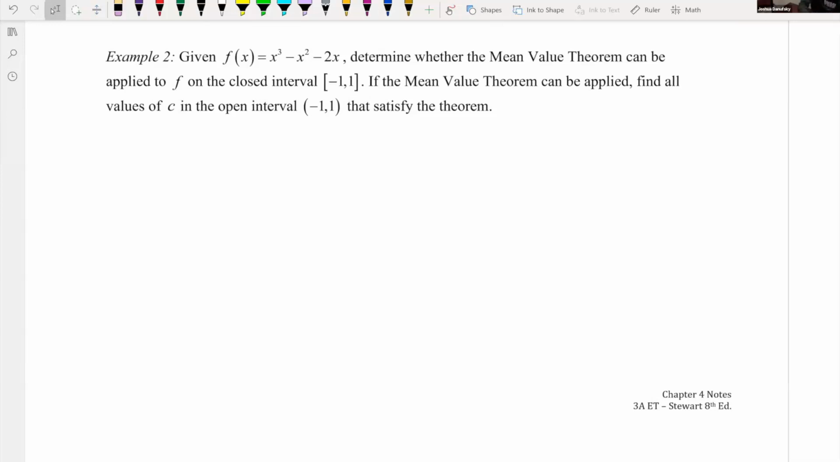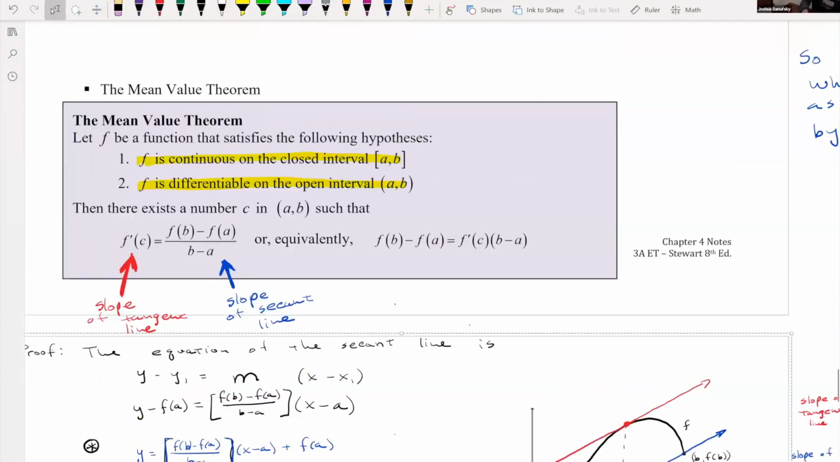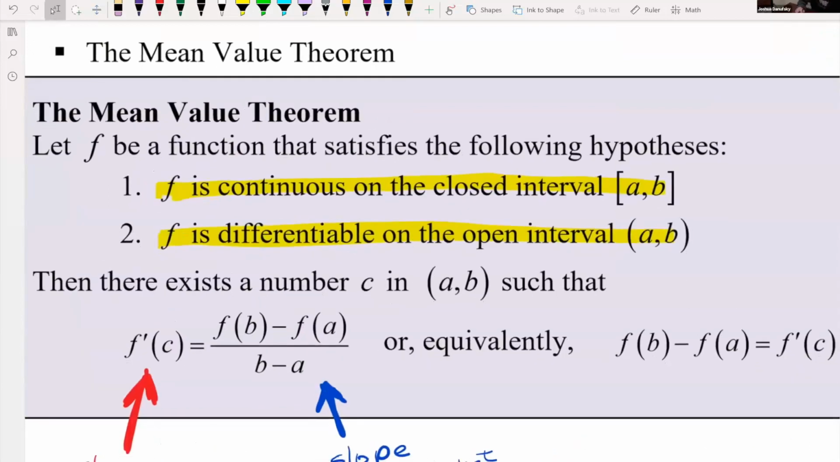So they give us a function: given f of x, determine whether the mean value theorem can be applied to f on the closed interval -1 to 1. If the mean value theorem can be applied, find all values c in the open interval -1 to 1 that satisfy the theorem. So to use the theorem, we have to have two things, the things in yellow. We have to be continuous and we have to be differentiable on the interval.